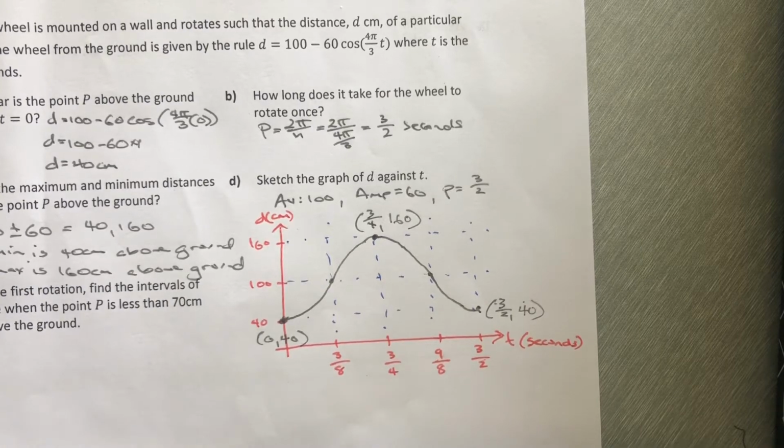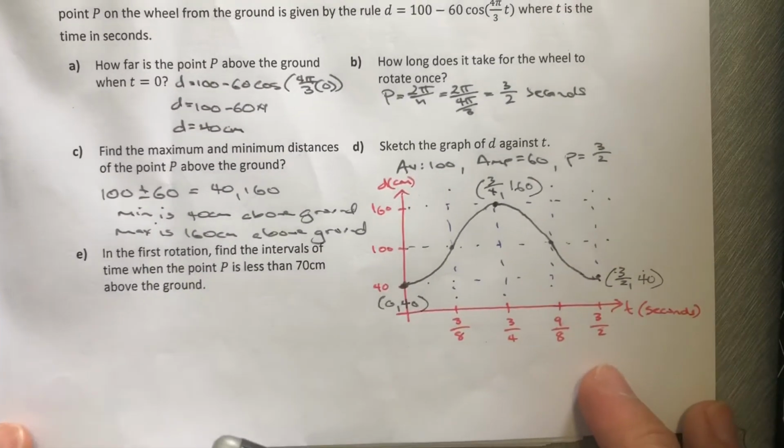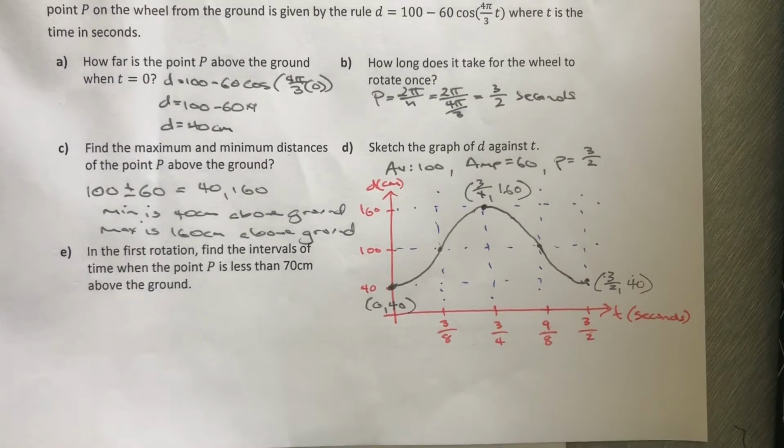Let's go down to E. Okay. So, E, in the first rotation, find the intervals of time where the point P, so that's the specific point that we were talking about, so our graph shows how far that point is from the ground, when it's less than 70 centimeters above the ground.